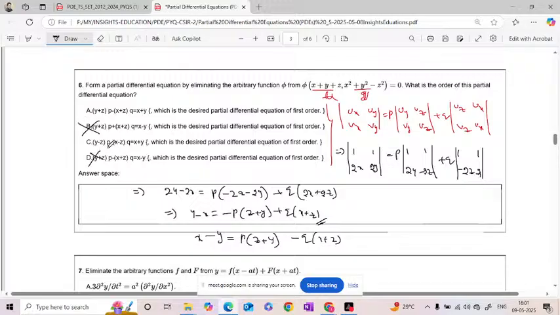So here option C cancels, option D also cancels, either A or C. So here A will work. A is the correct answer.